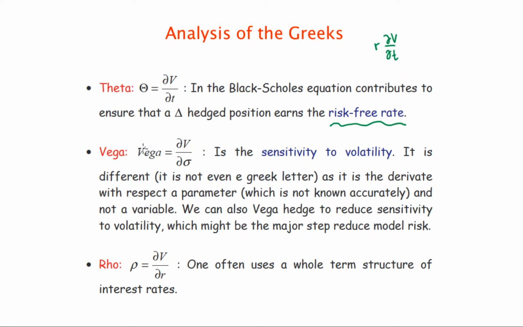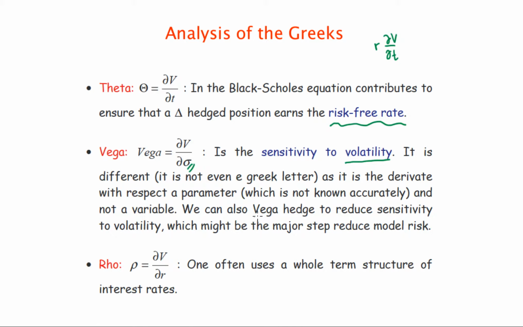Then another one is called vega, which is the partial derivative of V with respect to the volatility. Here the volatility is not a variable, it's just a parameter. And this shows the sensitivity of the value of the option with respect to the volatility. So here we have a derivative with respect to a parameter, and the value of the parameter, of course, is not completely known.